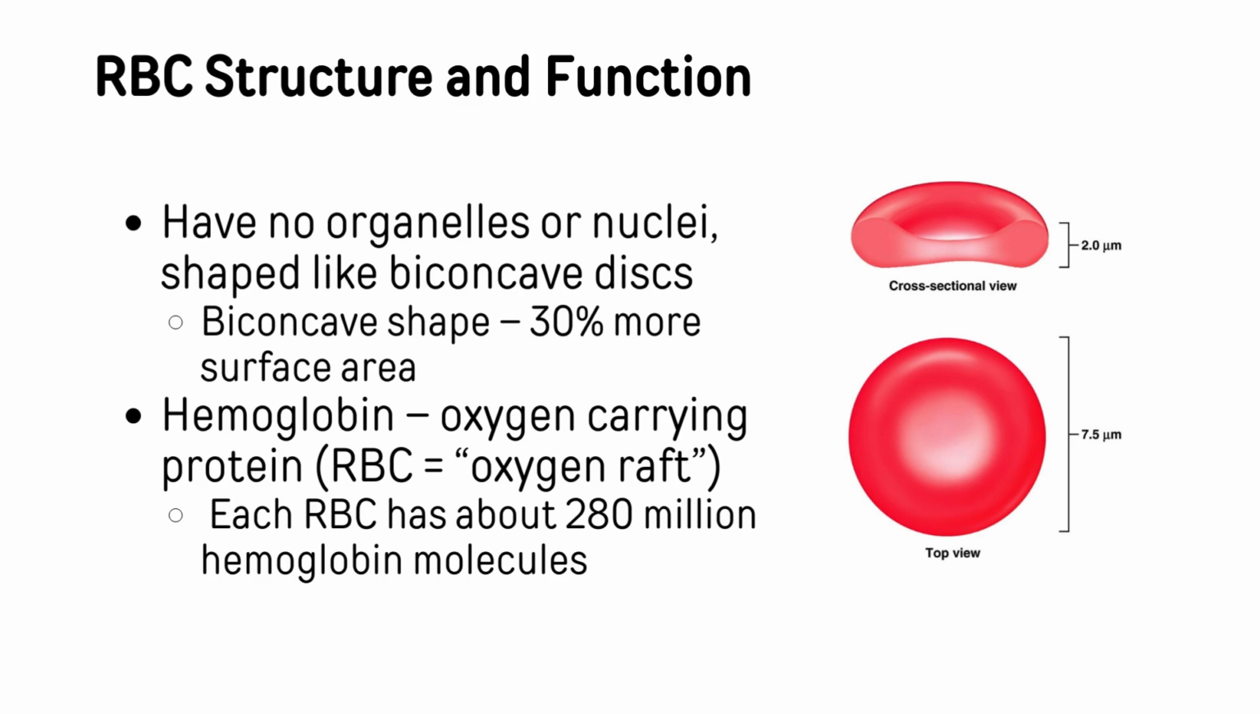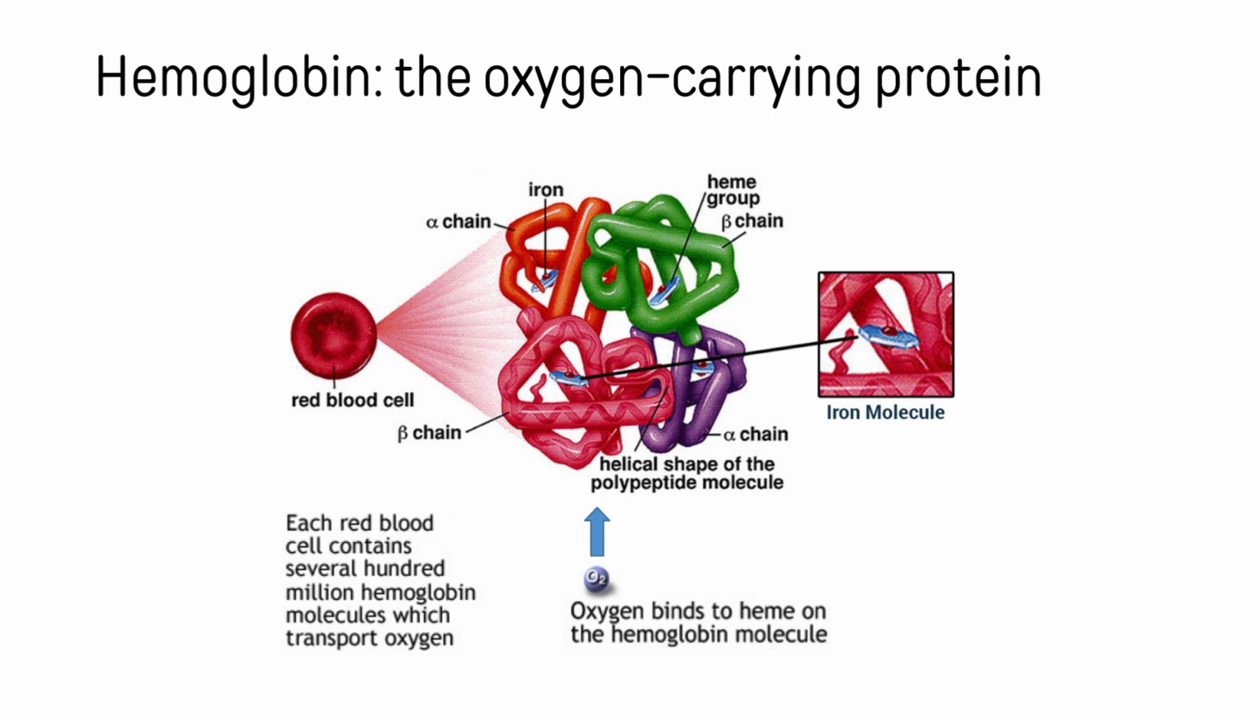Red blood cells don't have a nucleus, and they don't have mitochondria. They get rid of many of their organelles and their nucleus before they mature. So they're essentially an oxygen carrying raft. Each red blood cell has about 280 million hemoglobin molecules, and it's able to hold many molecules of oxygen. Actually, hemoglobin can carry 4 oxygen molecules, so 4 O2 per hemoglobin.